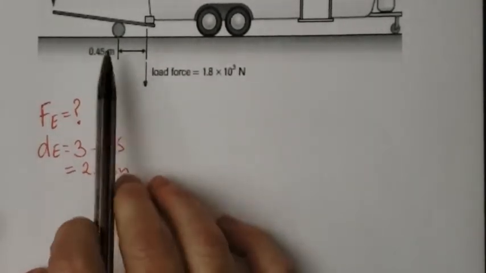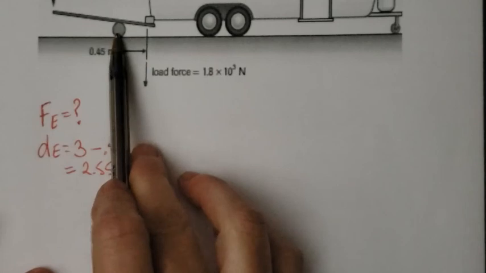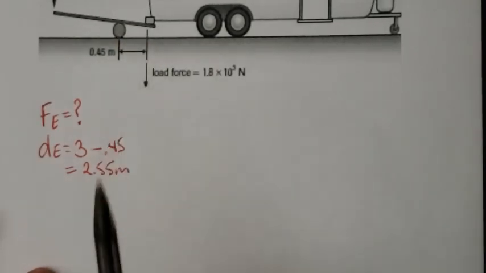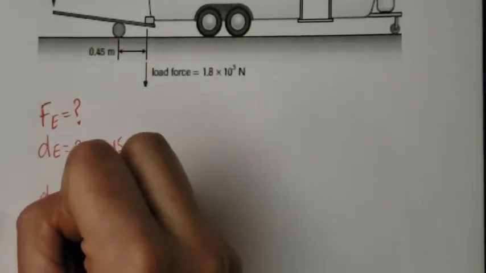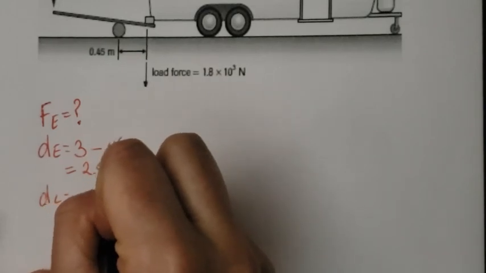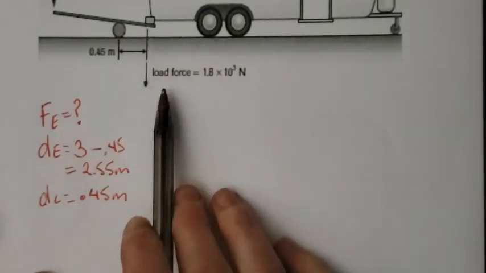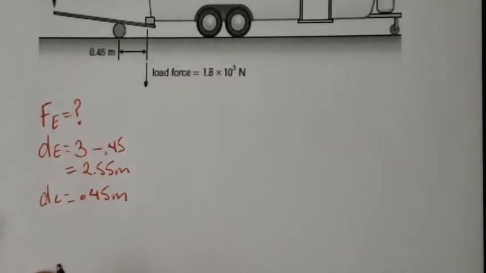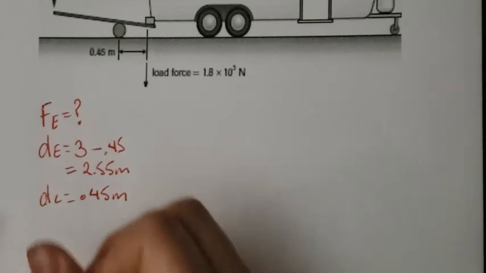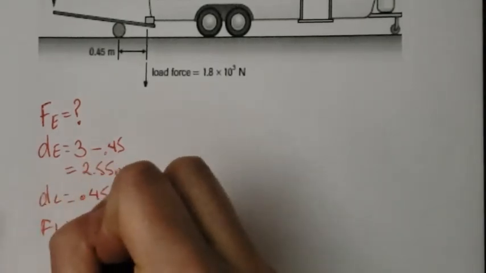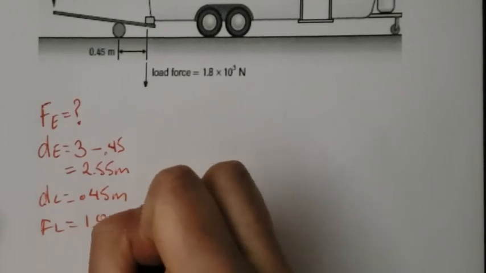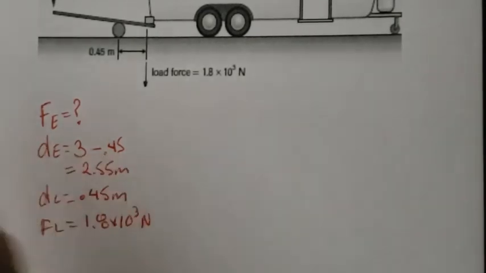All right. When I look at the picture, I know from the fulcrum to the load is 0.45, so that's the distance of the load is 0.45 meters. And it tells me what the load force is. The load force is 1.8 times 10 to the 3. So force of the load is 1.8 times 10 to the 3 newtons.